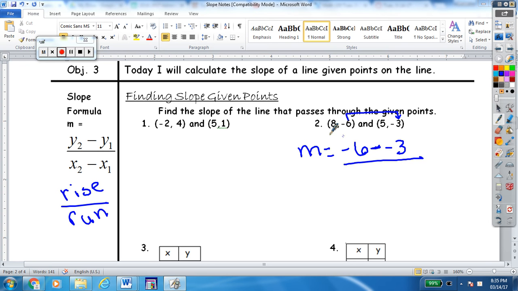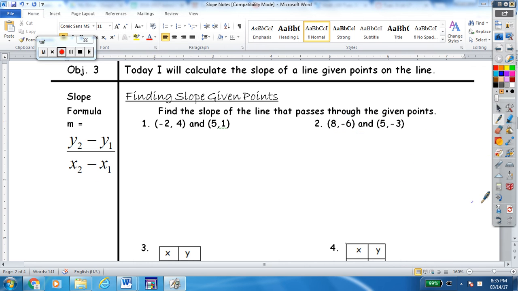Now, on the bottom, you're going to do the subtraction of the x's. Make sure that if you started on the point on the left, you also start with the x coordinate on that same point. So in this case, it would be 8 minus 5. On the top, 2 negatives become a positive, giving you -3 over 3, which of course reduces to -1. And so that's what we learned yesterday. Today, we're going to take it a bit further. We're going to use that idea of slope to determine if lines are parallel or perpendicular.